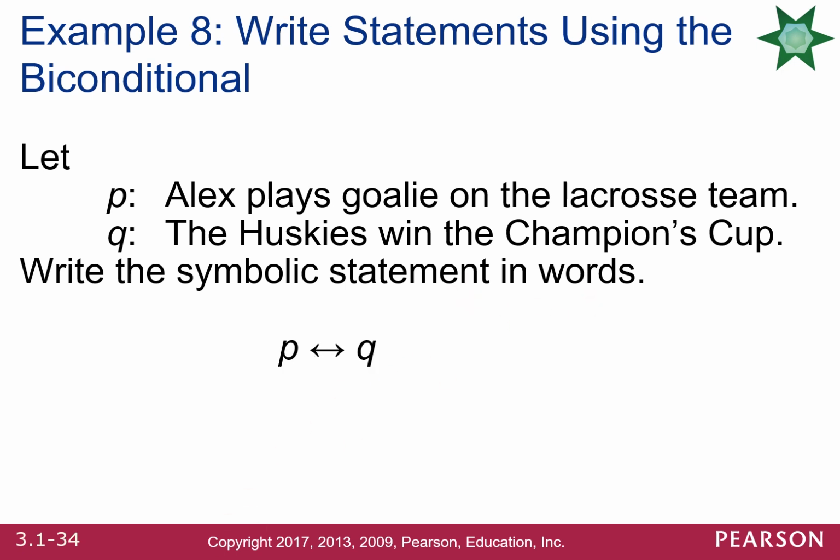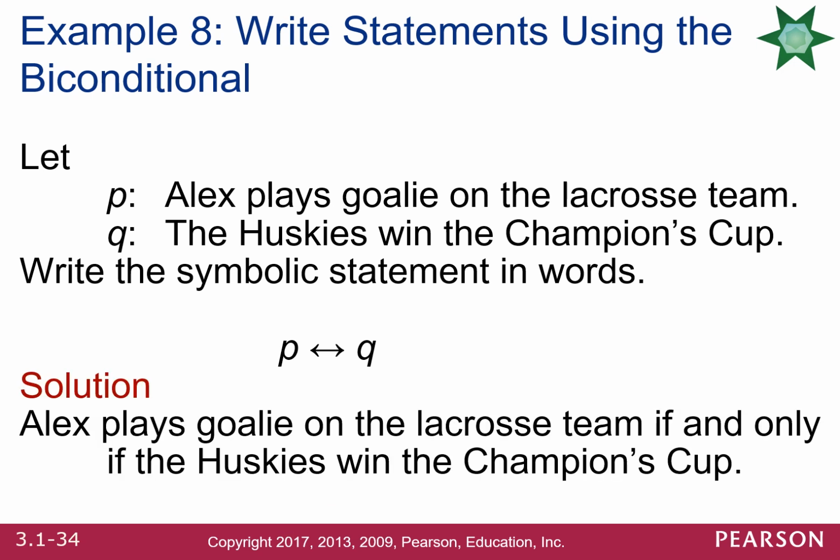So let's look at the symbolic statement. It's P followed by an arrow pointing in both directions and then a Q. So that would read as Alex plays goalie on the lacrosse team if and only if the Huskies win the Champions Cup. All right, so let's see what the solution is. Alex plays goalie on the lacrosse team if and only if the Huskies win the Champions Cup. All right, it's the same as what we interpreted previously.